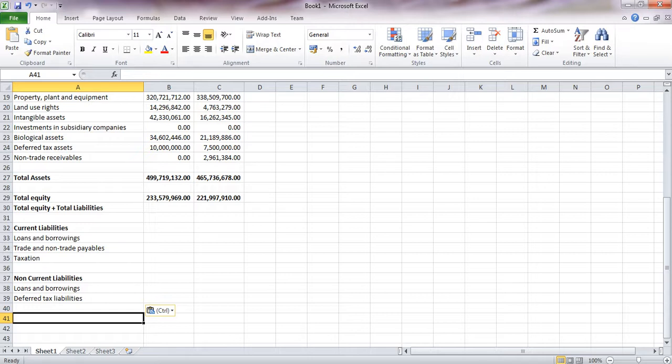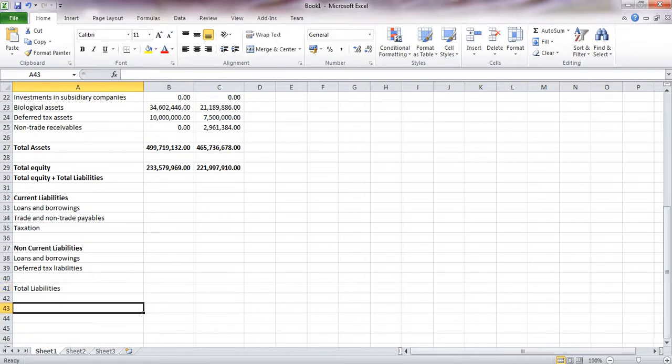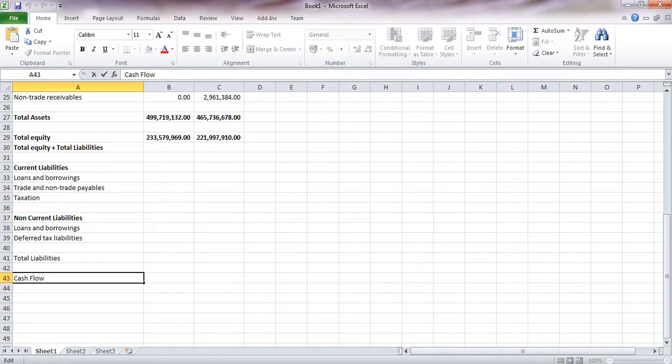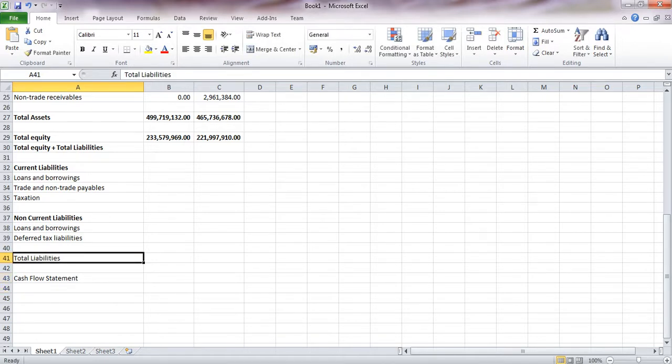And then the next one is total liabilities. And here comes the next one, the cash flow statement, which is the thing that I like the most. Cash flow. Okay, I do have a statement there. This one I need to pull up.